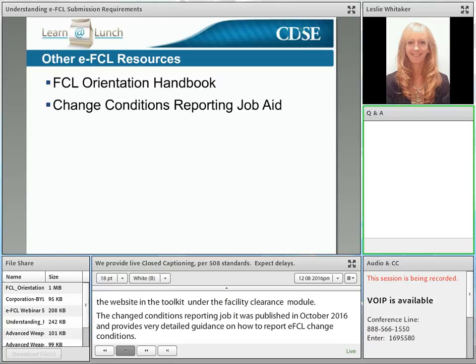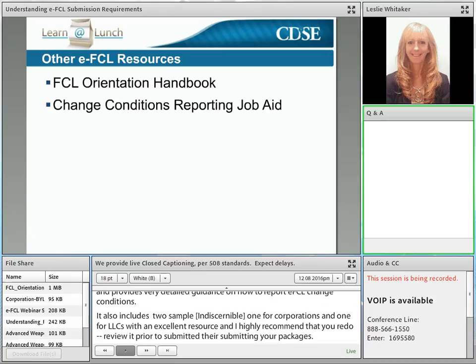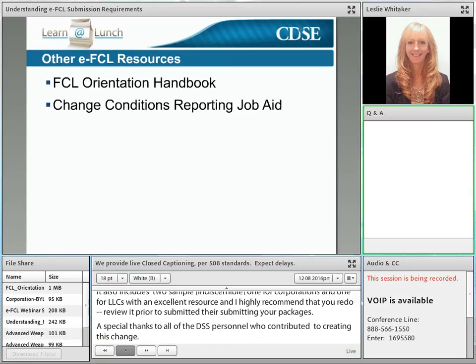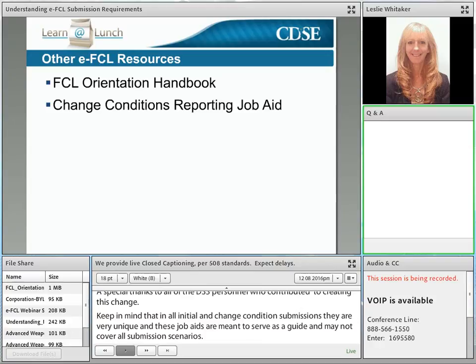A special thanks to all of the DSS personnel who contributed to creating this change conditions job aid. Keep in mind that in all initial and change condition submissions, they are very unique, and these job aids are meant to serve only as a guide and may not cover all eFCL submission scenarios. These job aids are designed to provide you with a general understanding of the eFCL submission process. Contact your assigned ISR if you have additional questions after reviewing these available resources.